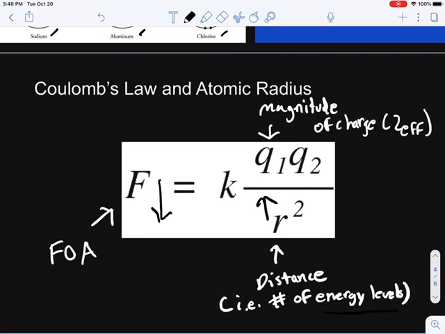So, as I move down a group on the periodic table, force of attraction will decrease, and those outer electrons will be able to move further away from the nucleus, increasing the atomic radius.